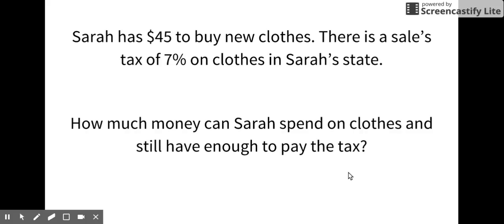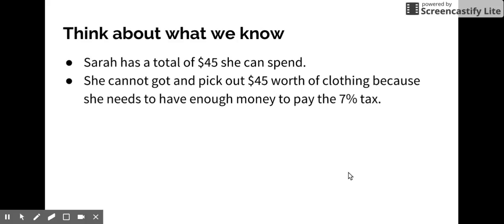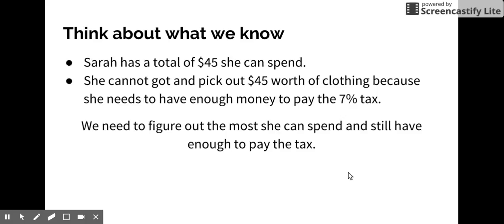There's a sales tax of 7% on clothes in Sarah's state. How much money can Sarah spend on clothes and still have enough to pay the tax? So we know that we're going to think about what we know. Sarah has a total of $45 she can spend. She can't go around the store though and pick out $45 worth of clothing because then she won't have enough money to pay the tax. So she wants to know how much she can spend and still have enough to pay the tax.